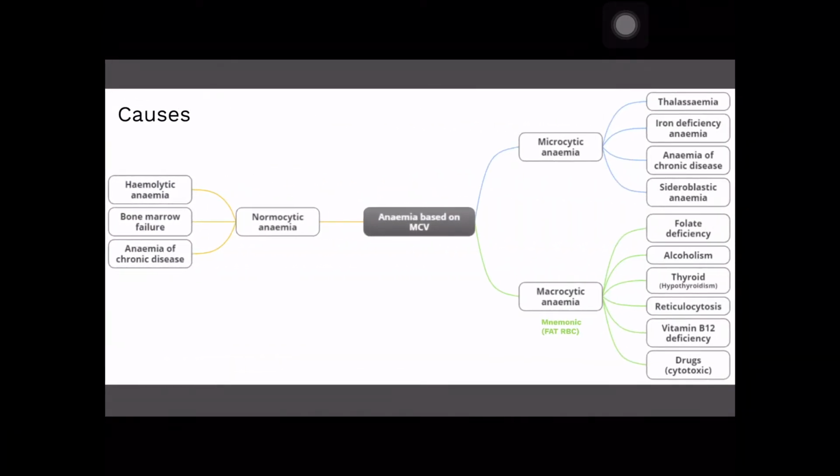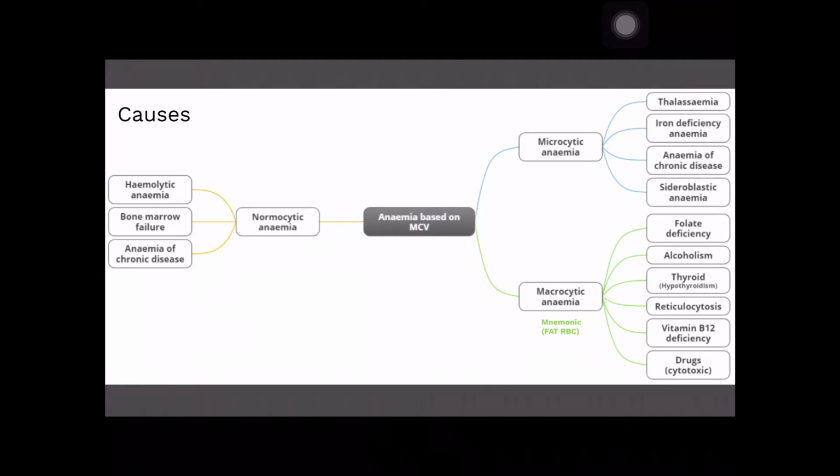By running a baseline full blood count, we have a variety of causes based on mean corpuscular volume, which indicates the size of red blood cells. In normocytic anemia, there are hemolytic anemia, bone marrow failure, and anemia of chronic disease. And in microcytic anemia, there are thalassemia, iron deficiency anemia, anemia of chronic disease, and sideroblastic anemia.